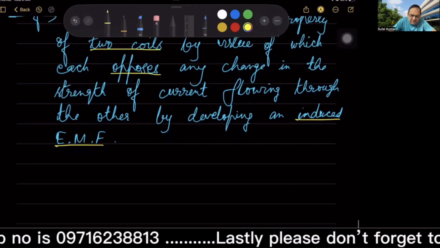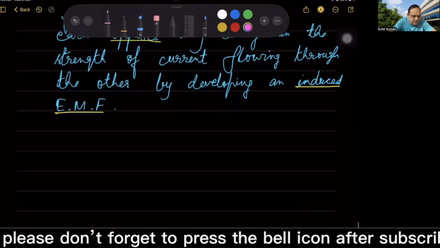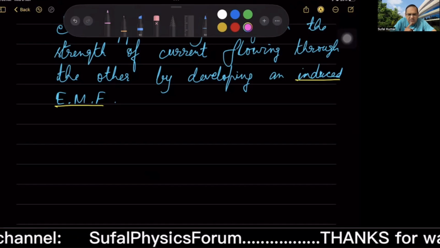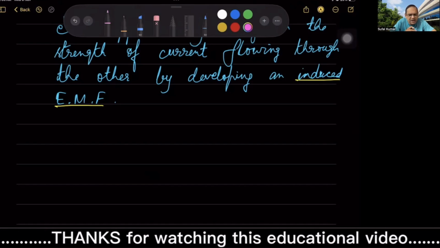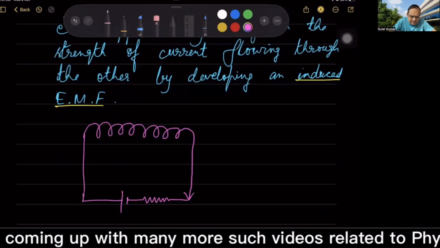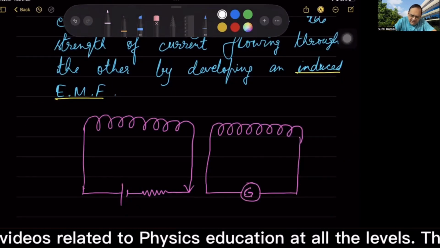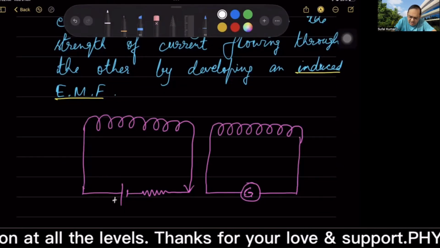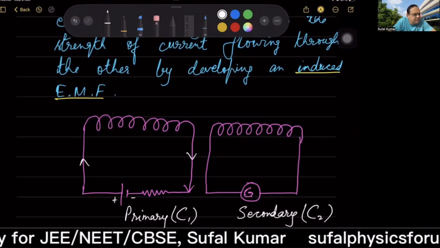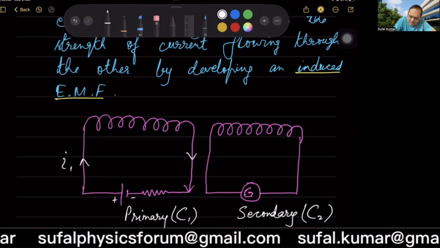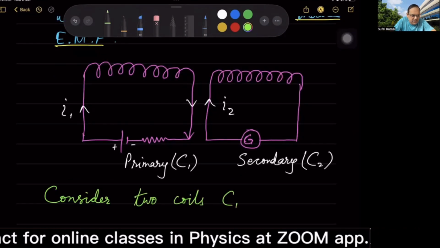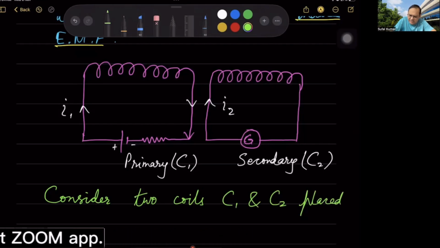Now consider, firstly, I would like to draw the diagram of one primary and the other secondary coil. We include a cell or battery in the primary coil, and because of that primary current, in the secondary coil an induced current will appear. This is the galvanometer. Now labeling: this is the primary coil C1, and this is the secondary C2. In the primary there would be current I1, and in the secondary I2. All labeling is done. Consider 2 coils C1 and C2 placed as shown.